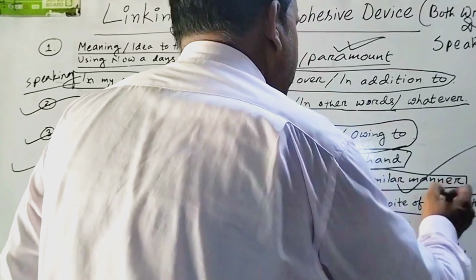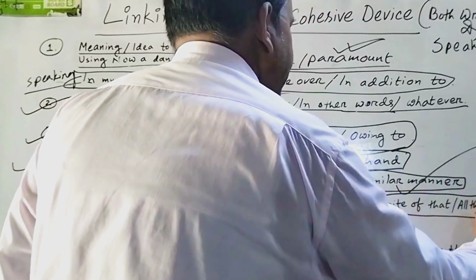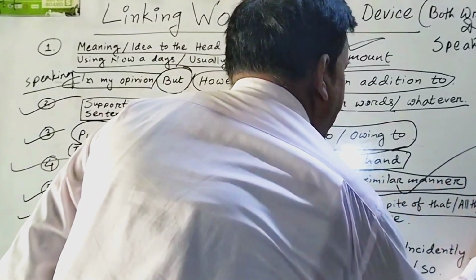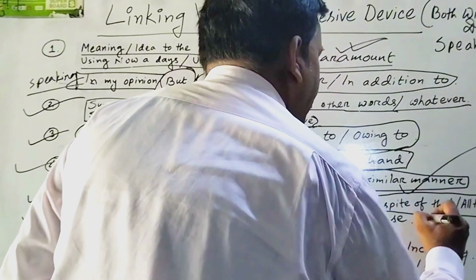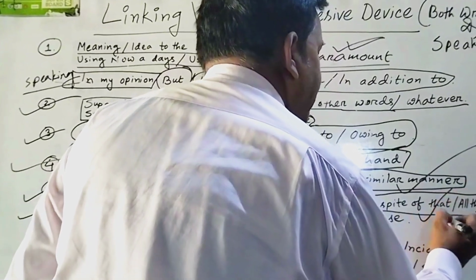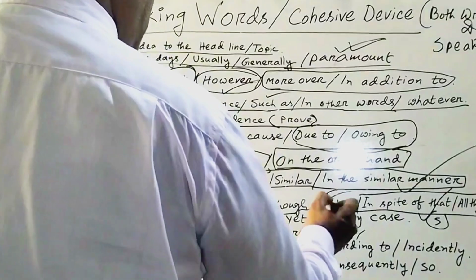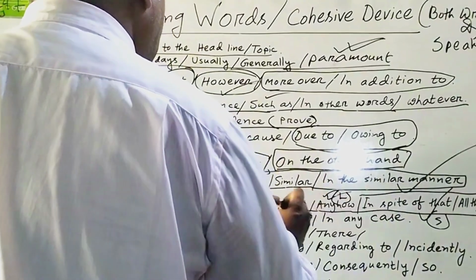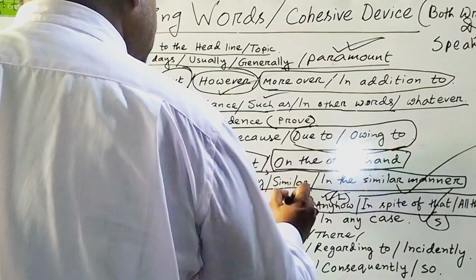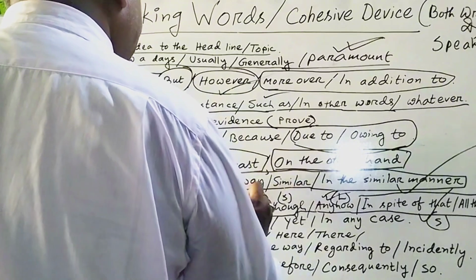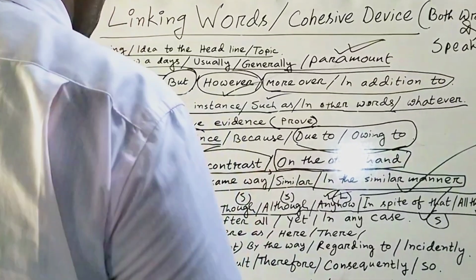This word is used at the last of the sentence. All the same is used in the last part of the sentence, and in spite of that is at the starting of a sentence. This is starting, this is the last of the sentence. Anyhow, last of the sentence. Although, beginning of a sentence, this is starting. Okay, starting sentence.